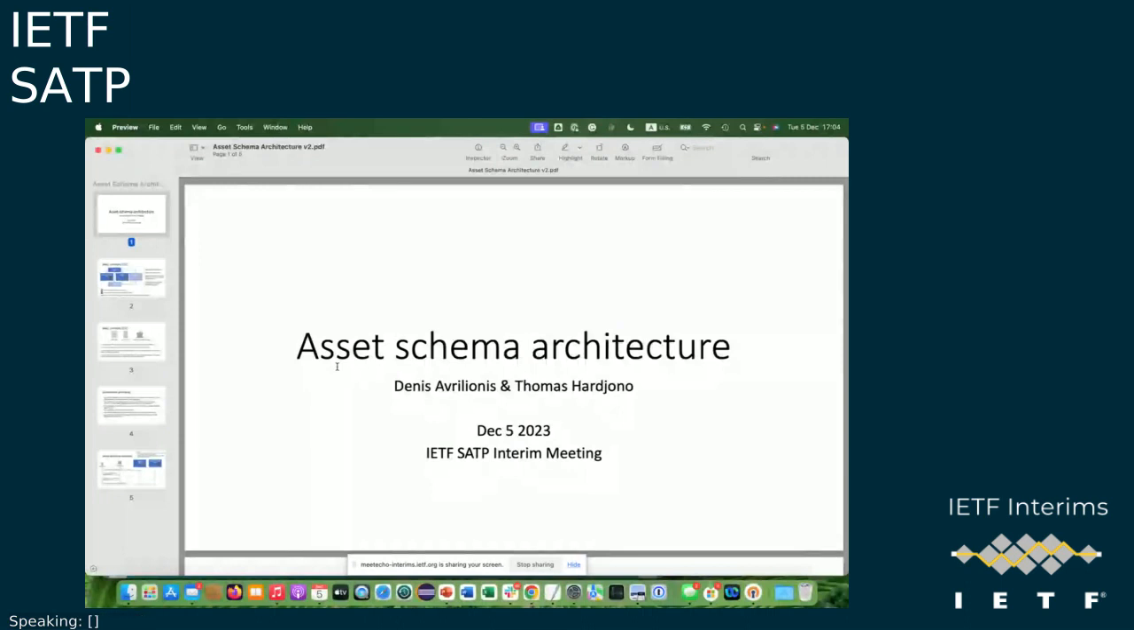Okay. Perfect. Okay. So we've been working with Thomas on the asset schema. So the asset schema is the format to define the assets that would be part of the exchange in SATP. So next to the formats themselves.